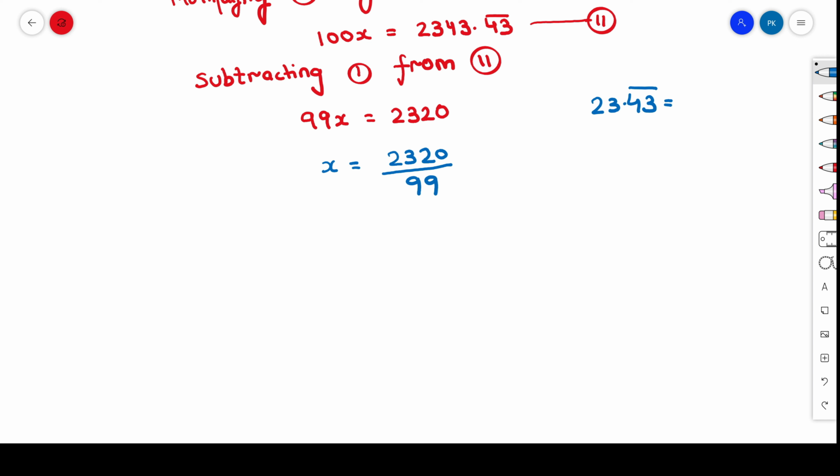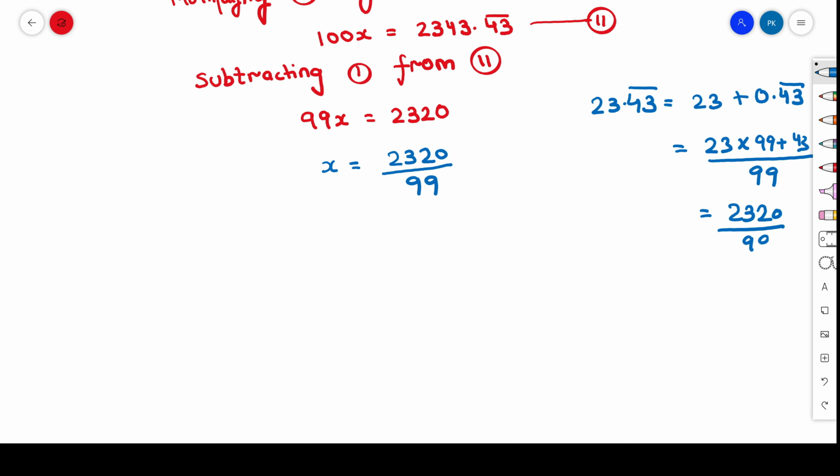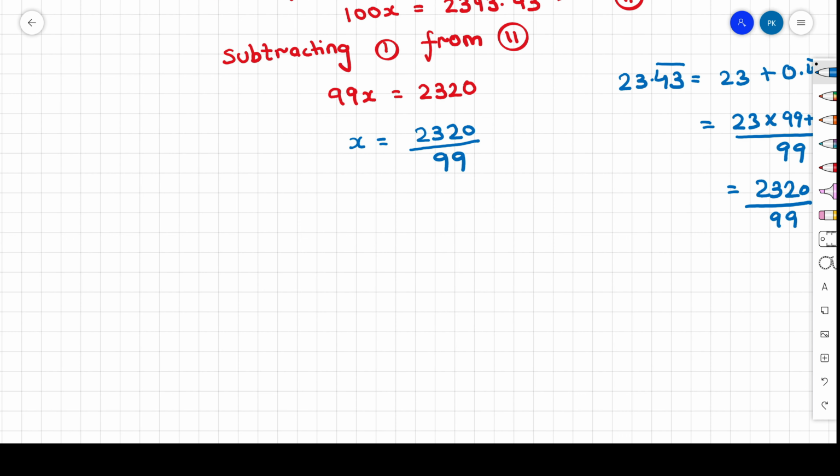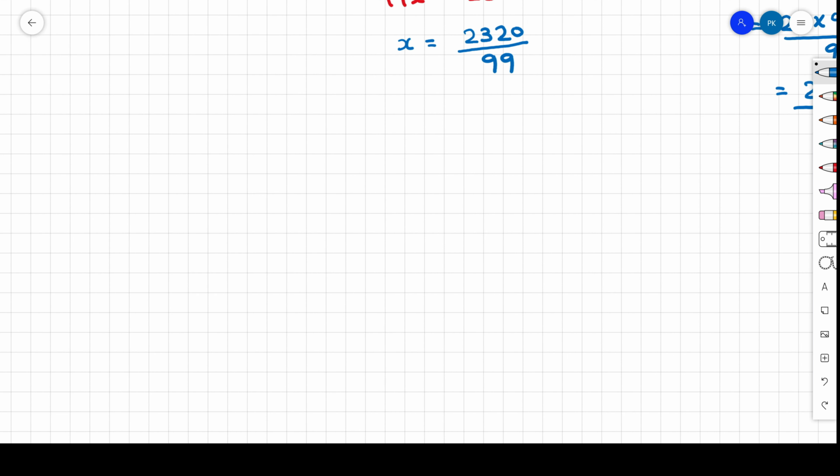23.43 bar is equal to 23 plus 0.43 bar, which means 23 into 99 plus 43 divided by 99, and we got the same answer as 2320 by 99. So we can say that this is the correct answer. This is one method of checking whether the answer that you have received is correct or not.